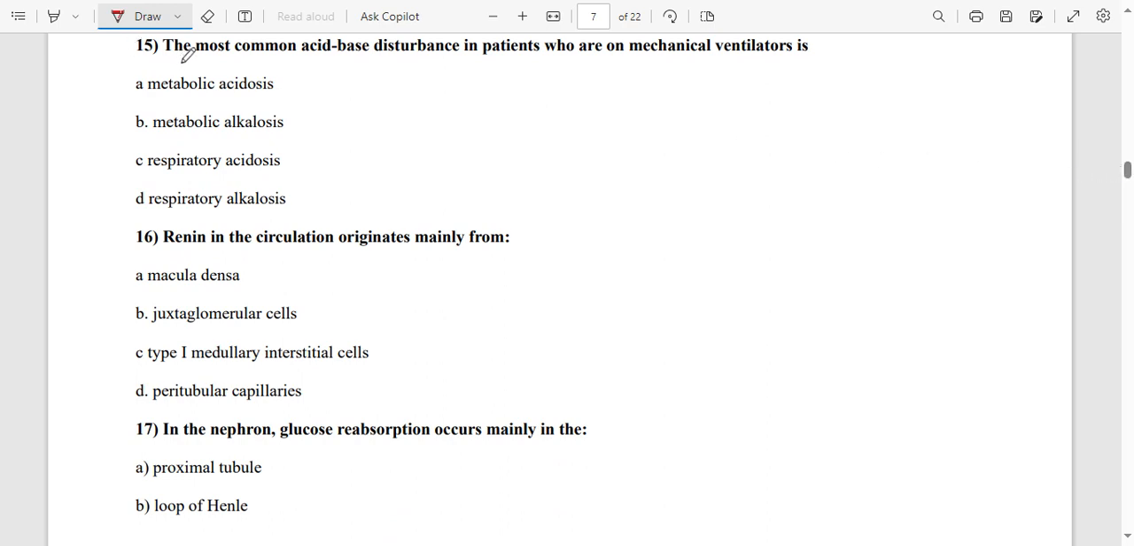The most common acid-base disturbance in patients who are on mechanical ventilators is, remember the SWATEs here. Which one? On mechanical ventilators.